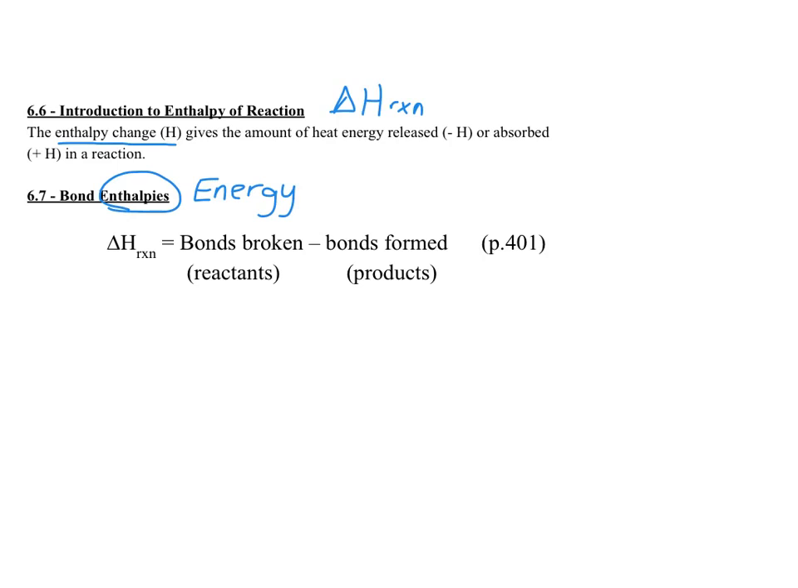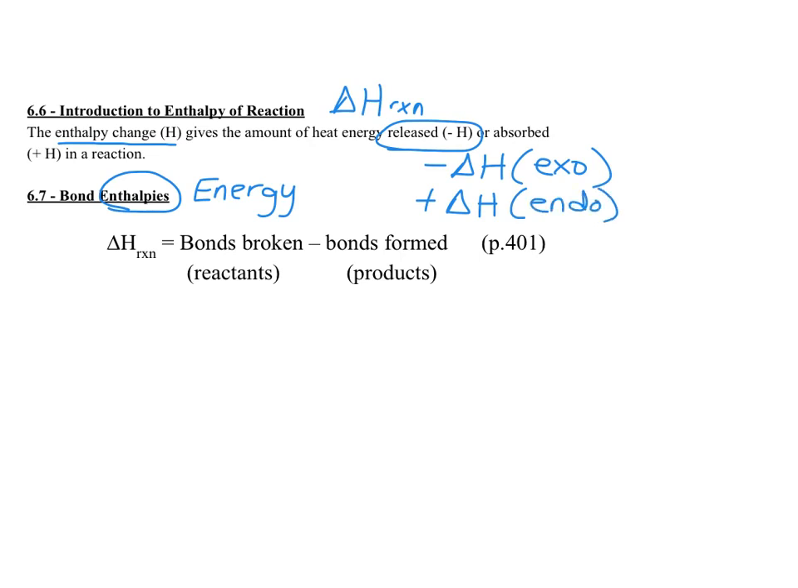Calculating delta H for the reaction is going to tell us if the reaction is endothermic or exothermic. If energy is released, we're going to have a negative delta H. That's going to represent exothermic reactions. If it's a positive delta H, then that's going to represent endothermic reactions.